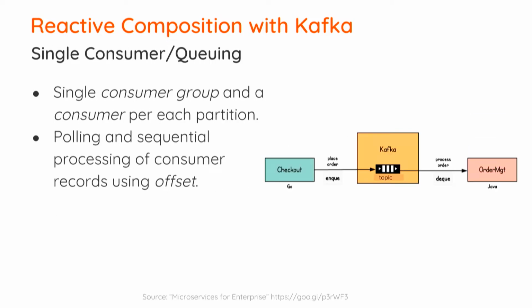The other pattern is single consumer. This is often used for in-order delivery or queuing. In this case, we have a single consumer on a given topic, and the consumer polls the topic and sequentially processes messages using the offsets. Both are very similar, straightforward patterns.